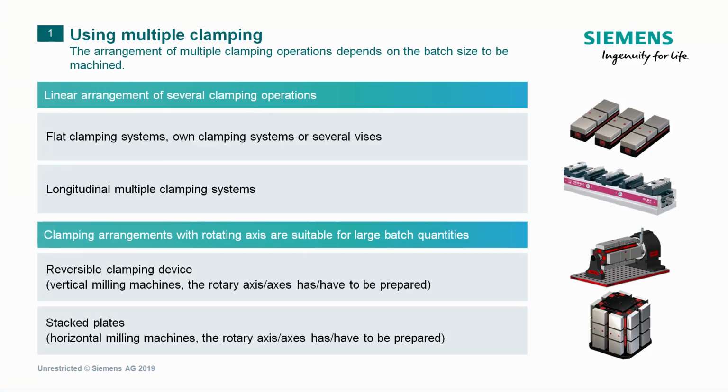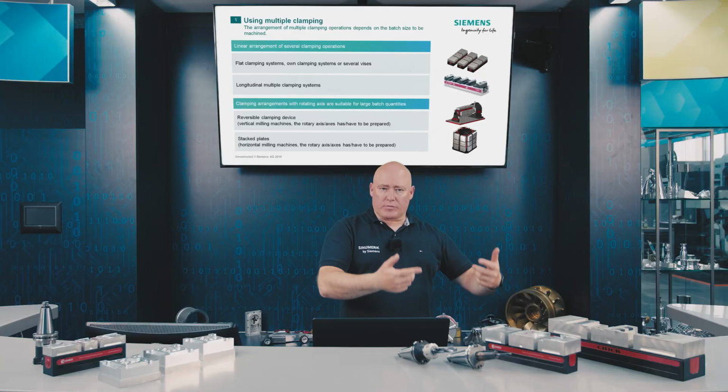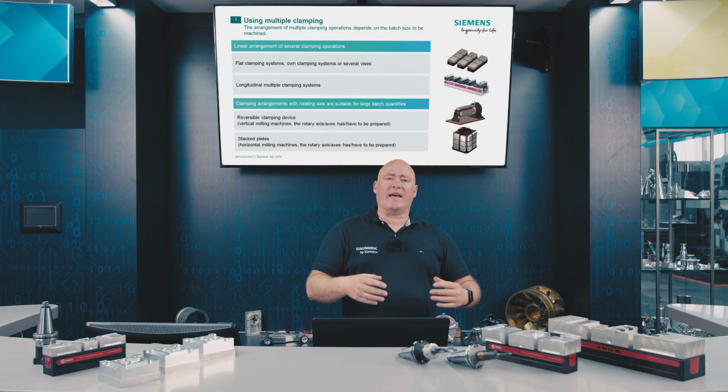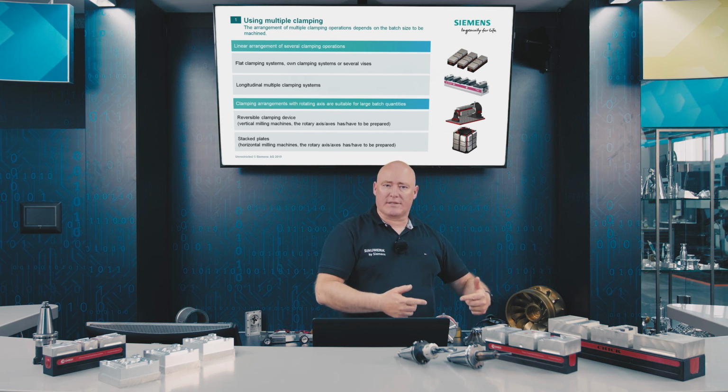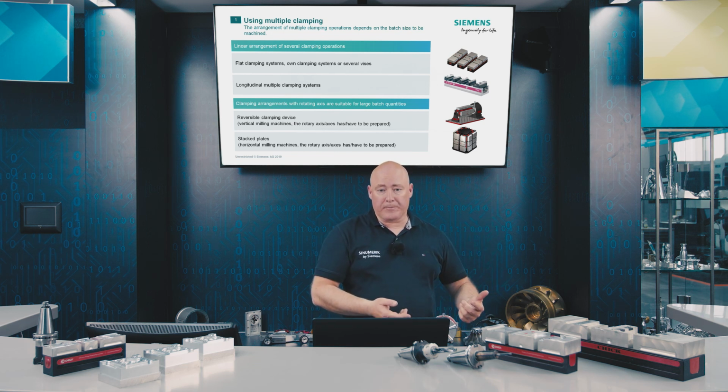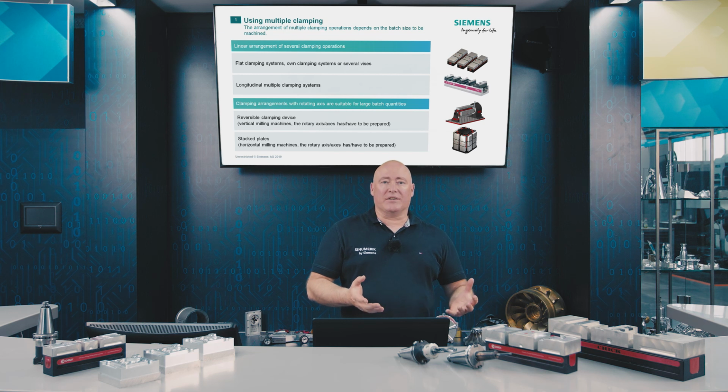Essentially, there are 2 types of multiple clamping available. One is the linear multiple clamping and the other the rotation symmetric multiple clamping, also known as reversible clamps. In this case, the machine must feature an additional rotary axis for each reversible clamping device, thus guaranteeing extremely compact clamping of the workpieces, which can also be effectively manufactured in large batch sizes.